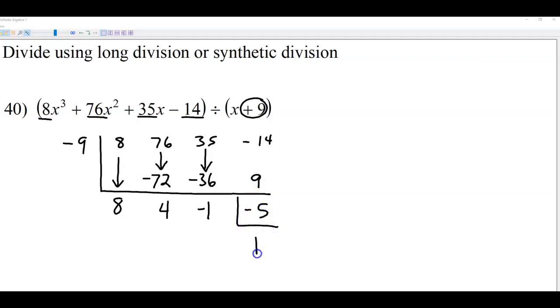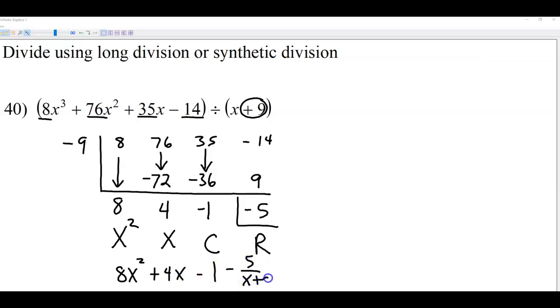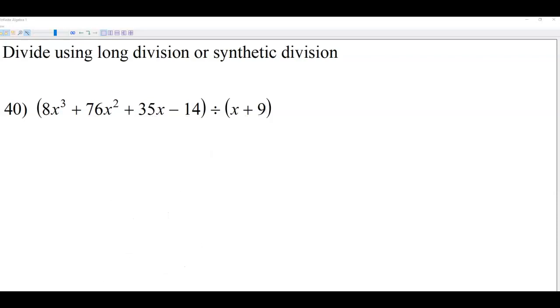This number here is my remainder. This number here is my constant. This number here is my x. This here is my x squared. And so we have 8x squared plus 4x minus 1 minus 5 over the divisor. Okay, so that's the synthetic division method. And that will do it. So hopefully that was helpful, and we'll see you guys in class.